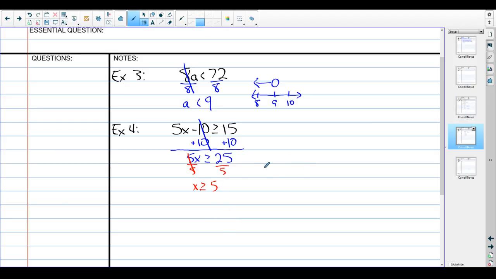Okay, so if we're plotting this, there's 4, 5, 6. So greater than or equal to, which means we're including the number 5, so closed circle. Everything greater than that, so pointing to the right. There's our plot.